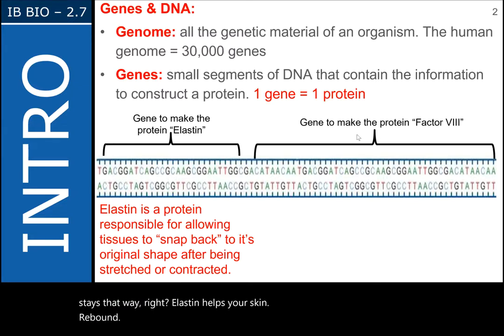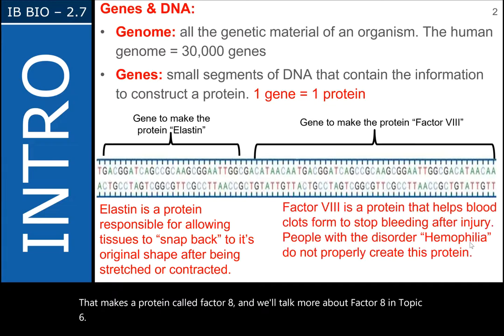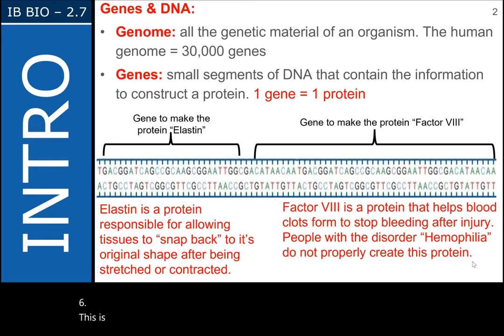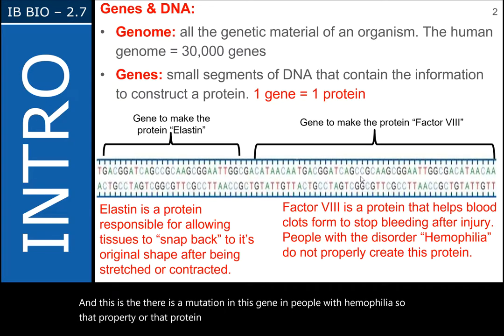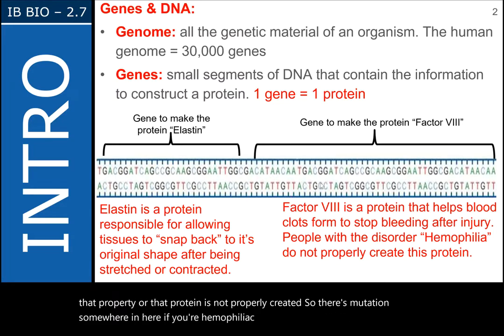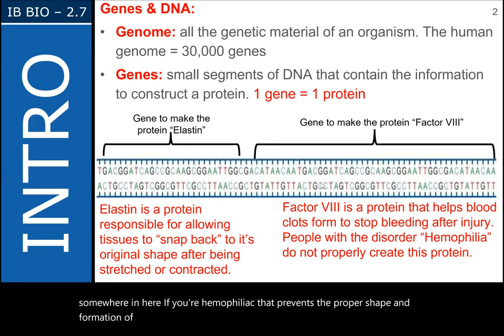Now, there's another gene that makes a protein called factor VIII. And we'll talk more about factor VIII in topic 6. This is a protein that helps blood clots to form. There is a mutation in this gene in people with hemophilia, so that protein is not properly created. So there's a mutation somewhere in here, if you're hemophiliac, that prevents the proper shape and formation of that protein. So we're taking the next step in talking about how this information in DNA is transmitted to the ribosome.